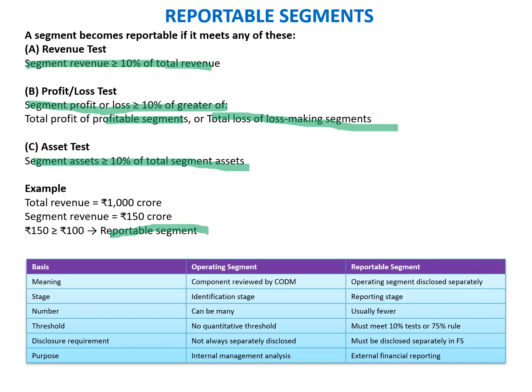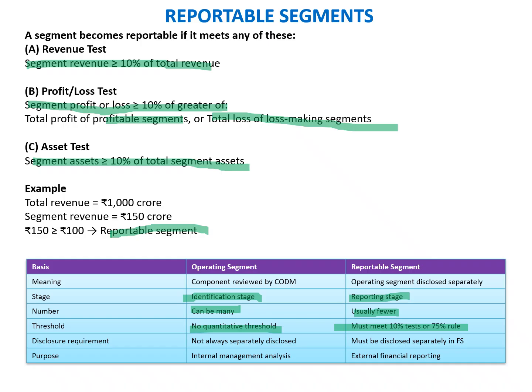So, operating segment means a component whose results are reviewed by the CODM. Reportable segment is an operating segment disclosed separately. Stage: the operating segment is identified at the identification stage, and the reportable segment is identified at the reporting stage. The number of operating segments can be many, because we have as many discrete pieces of information available at segment level as the entity wants. But reportable segments would be fewer because they are based on the threshold limit. There is no quantitative threshold for the operating segment. For the reportable segment, there is a threshold: it must meet the 10% or 75% rule. We'll talk about the 75% rule in the next slide.